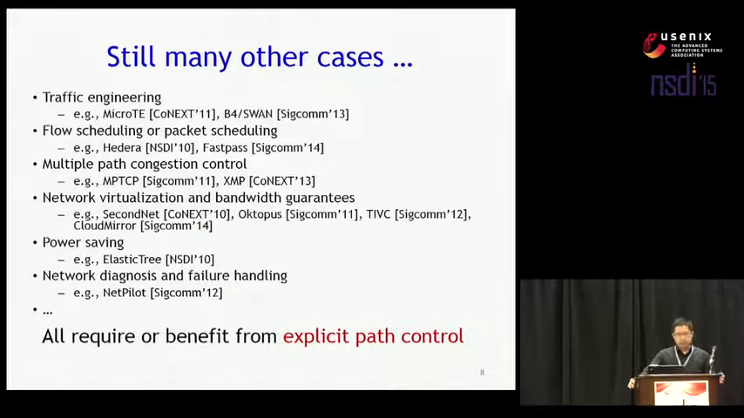So as we can see, explicit path control is prevalent in data center applications. Let's see how prior work implements explicit path control.